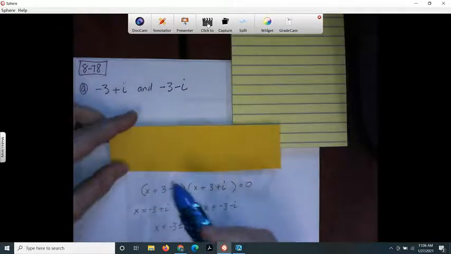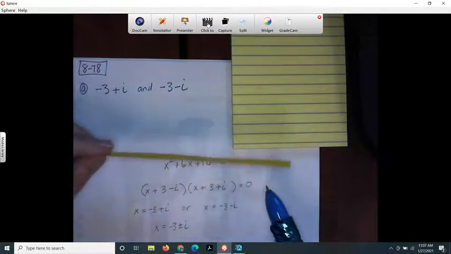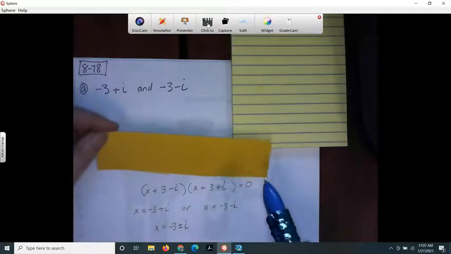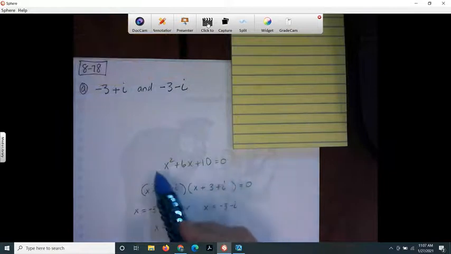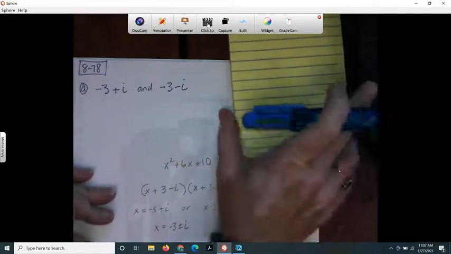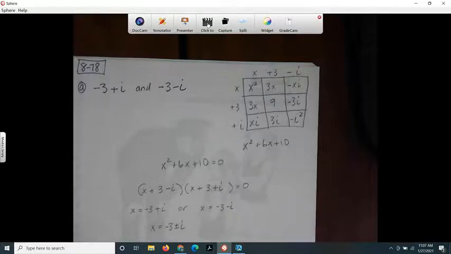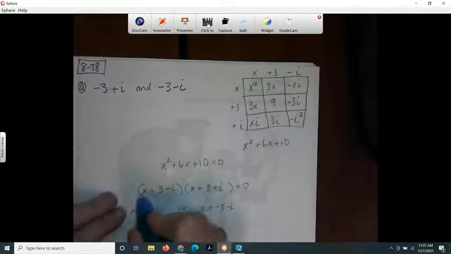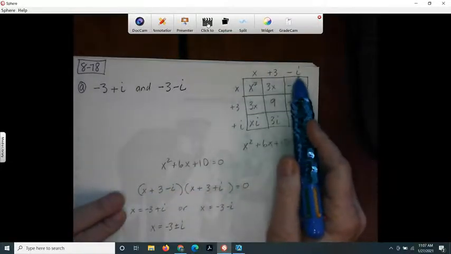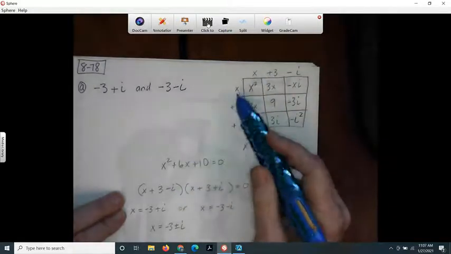Some of you might know how to FOIL. You go this times this, and then this times this, and this times this. But I like to use the area model box. I actually have already multiplied it out, and I found the trinomial that this multiplies to. I'm going to show you exactly how to do that multiplication. Sorry, cover your eyes, maybe it's a little ugly. What you do is you take one factor, I always put mine across the top and down the side. See how this is one of the factors, and this is the other factor?